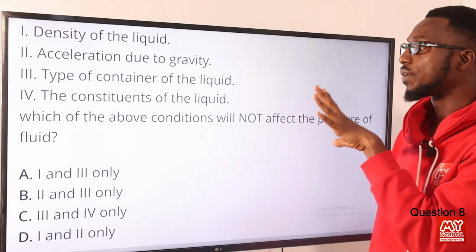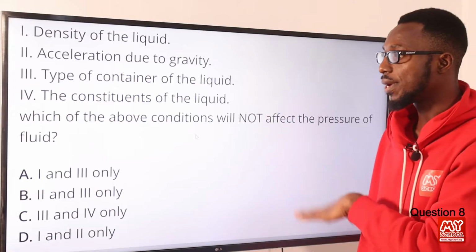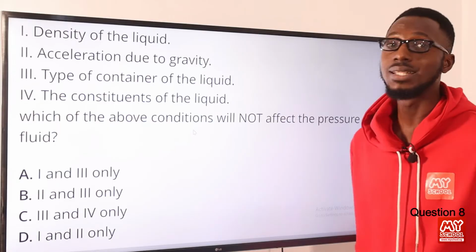So which of the above conditions will not affect? That is the requirement of the question. So that should be 3 and 4. So option C is the right option.